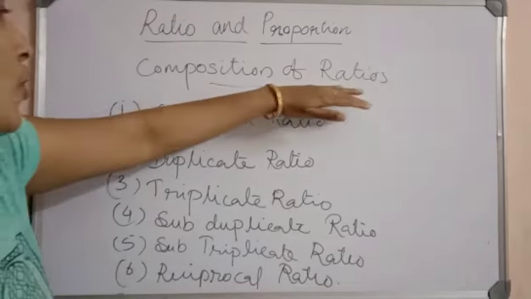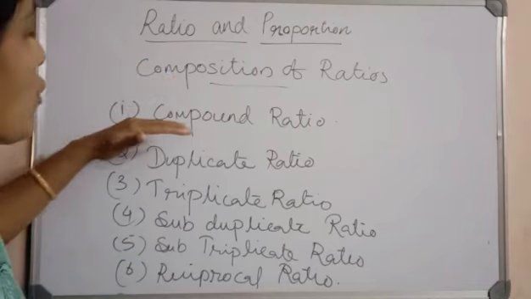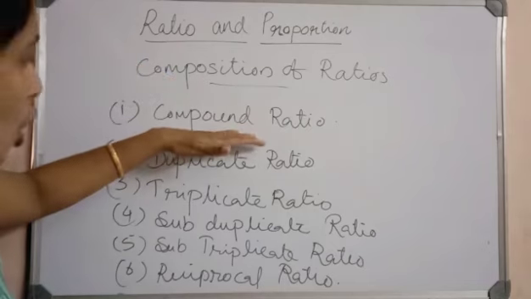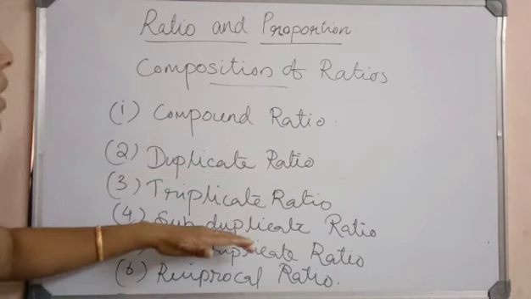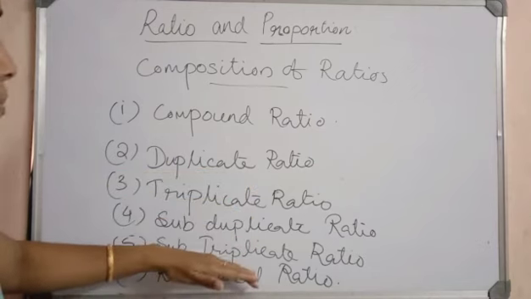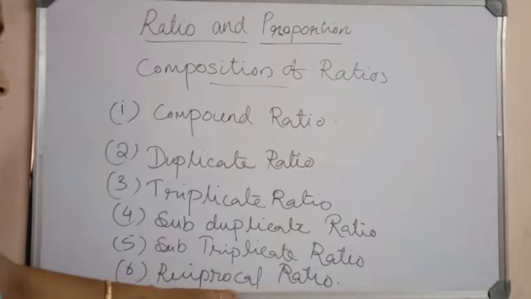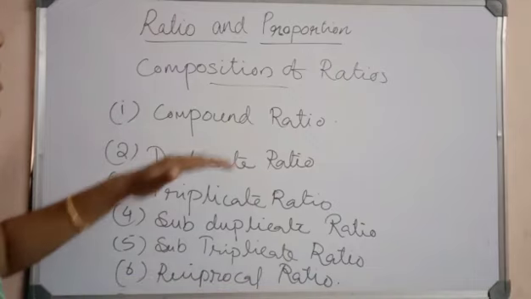Next is the composition of ratios. The different compositions are: the first one is the compound ratio, then the duplicate ratio, triplicate ratio, subduplicate ratio, subtriplicate ratio and reciprocal ratio. Now let's see each ratio separately.